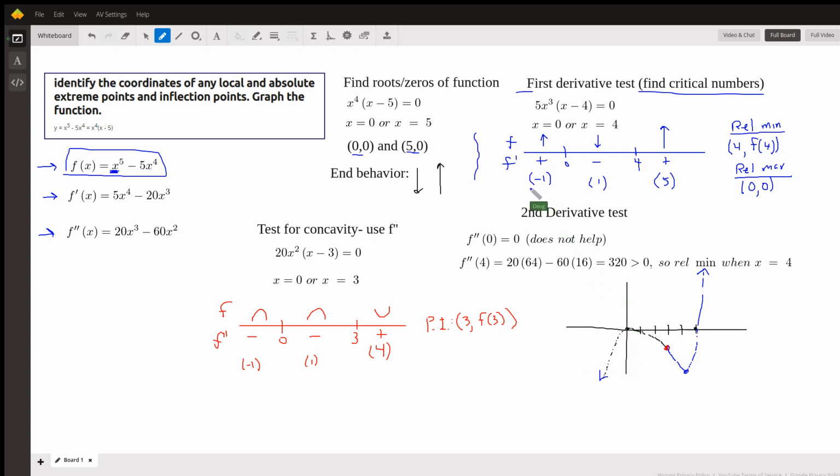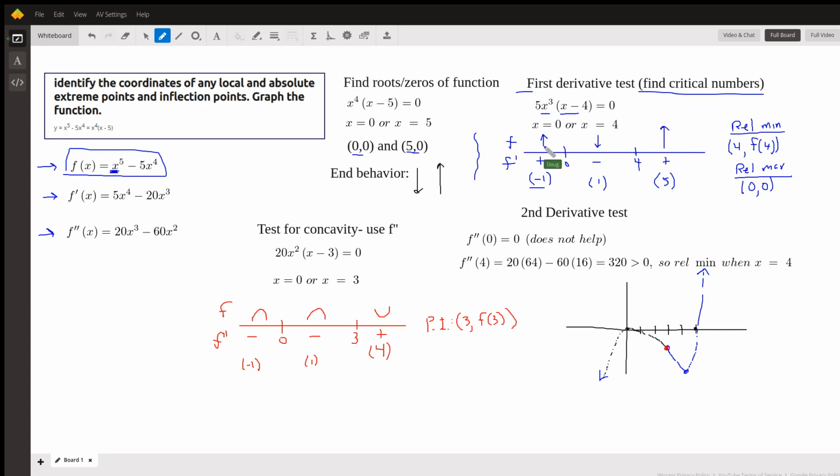Pick a test number in that interval to the left of 0, plug it into the first derivative. We do get a positive number because this factor is negative, so is that factor. Between 0 and 4, pick a test number like 1. The first derivative is negative, so the original function is decreasing. To the right of 4, the first derivative is positive, so the function is increasing.